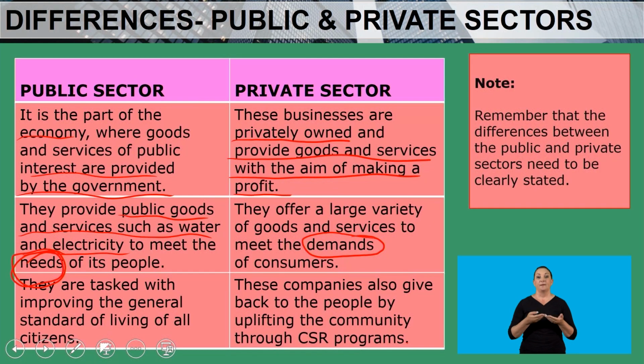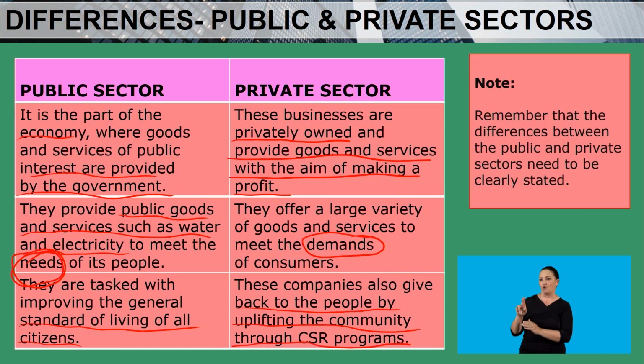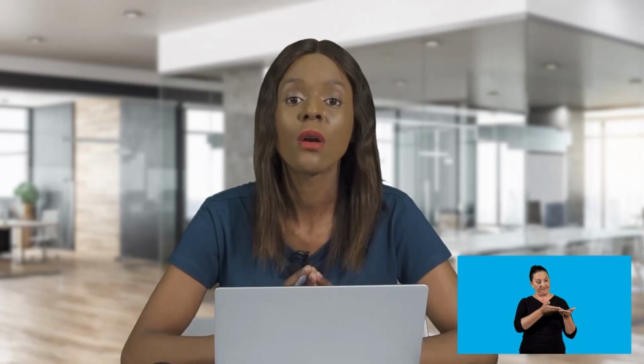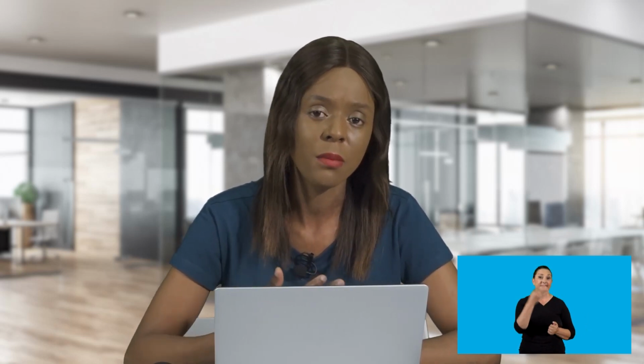Then the public sector, they are tasked with improving the general standard of living of all citizens, while the private sector, these companies also give back to the people by uplifting the community through corporate social responsibility programs. So obviously with the government having businesses that are controlled and managed by it, the main aim was to ensure that the general standard of living of all the people is being improved because it also offers job opportunities. As I've said, it is the biggest employer that we have. So by so doing, each and every person participates in the economy of the country and the general standard of living of the people is being improved.